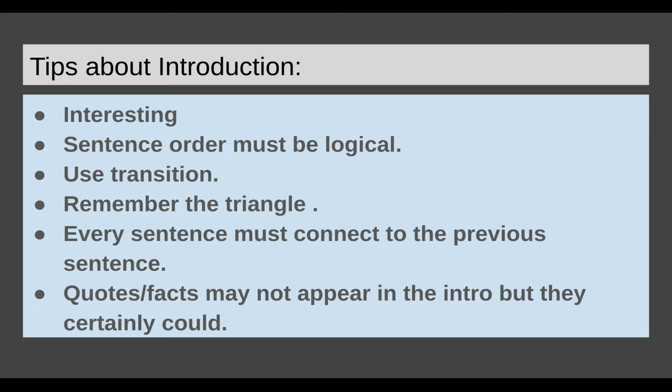I would also like you to remember the triangle, which was in the first video, and that just gives you a mental picture of how to do the introduction or what it should look like. I mention again that every sentence must connect to the previous sentence because, again, that's transition, and it is very important. I would say, in general, you don't want to include facts or quotes in the intro. It's a little bit harder to do than an intro without it, but you can do it. It's not wrong, but most of the time you will leave out any quotes and any kind of information you bring in that's not common knowledge.